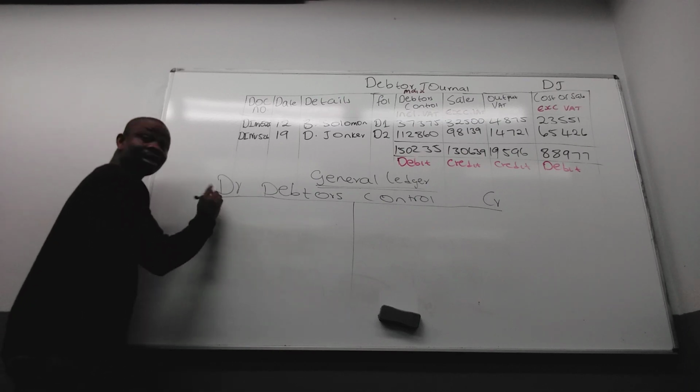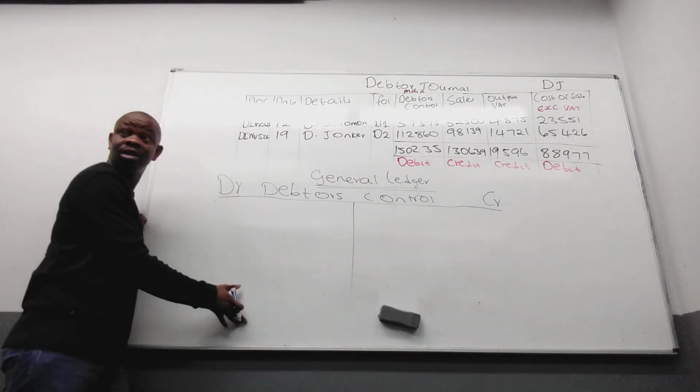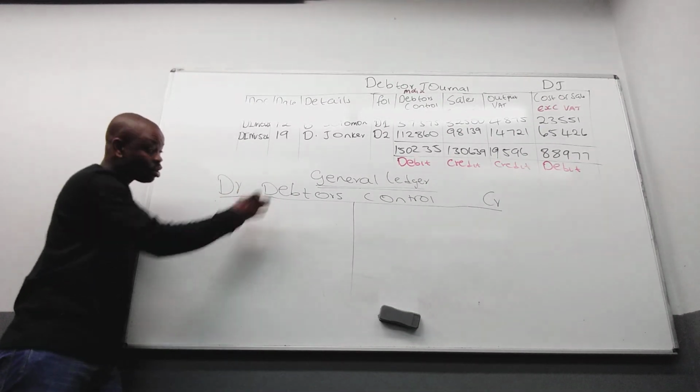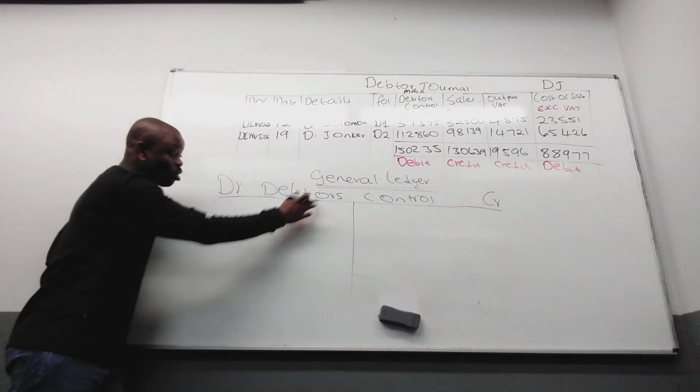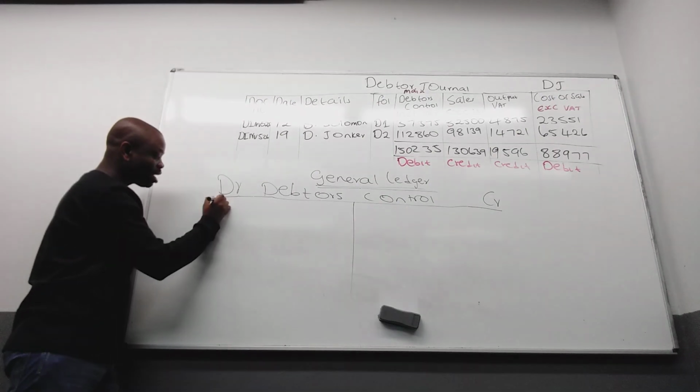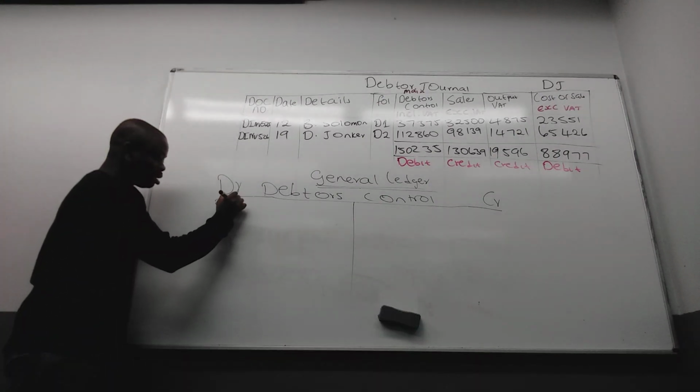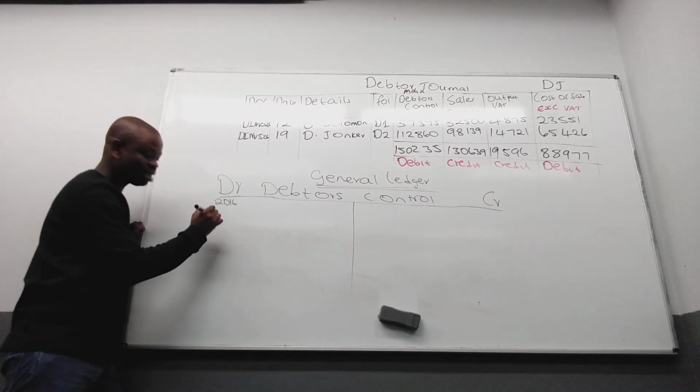You said they will give you the columns. This is going to have columns: a column for date, column for details, column for folio, column for amount. So under date you're going to have, which is what? March.